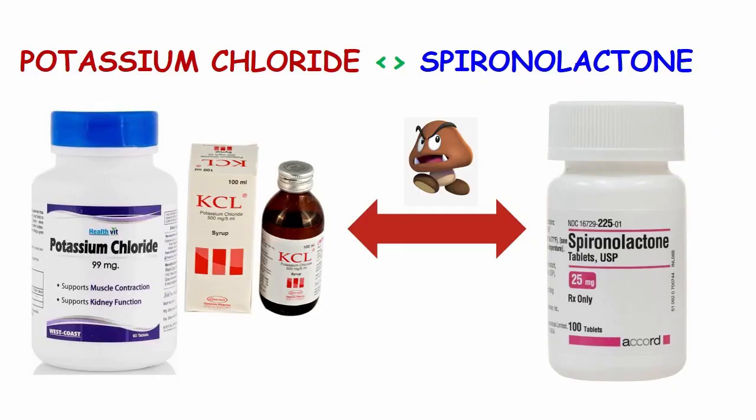Next on the list is potassium chloride and spironolactone. This is a major drug interaction and it has fair documentation. Spironolactone is a potassium-sparing diuretic. A potassium-sparing diuretic with potassium chloride can cause hyperkalemia due to decreased renal clearance of potassium. Especially in a heart failure patient, we have to discontinue the potassium supplement when spironolactone is initiated.